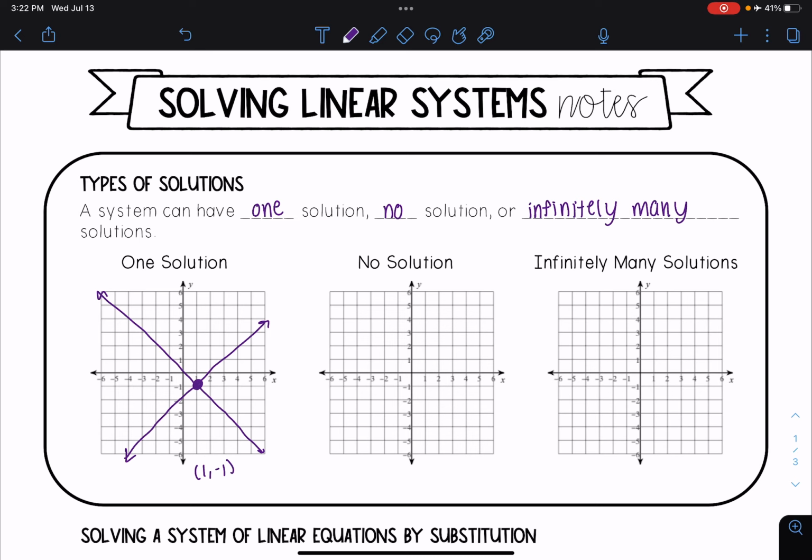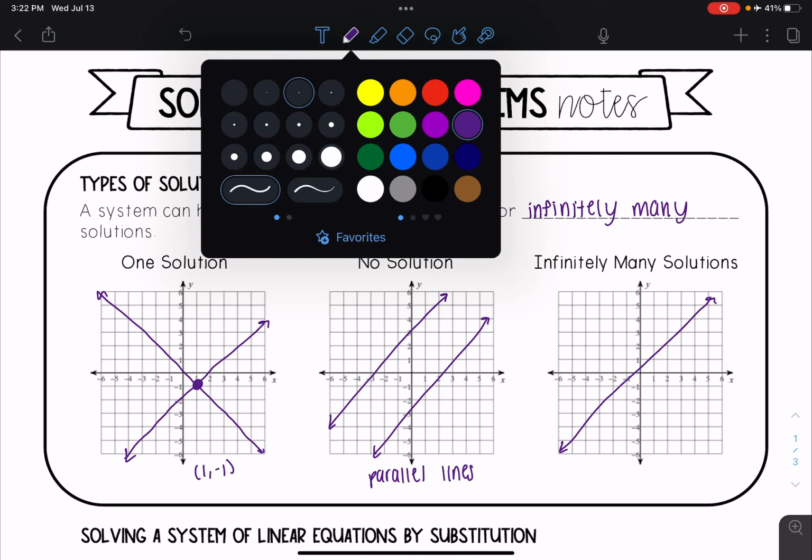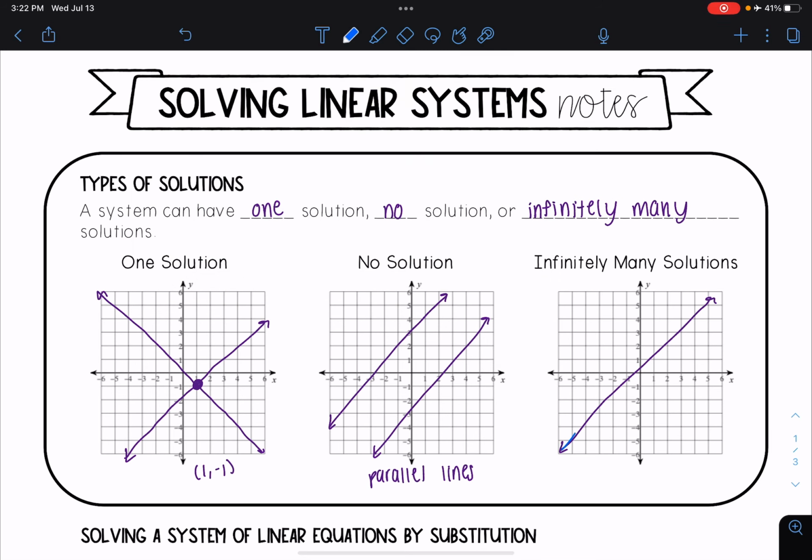No solution would be two parallel lines. As we see, since they're parallel, these lines will never intersect, and so that would be no solution. And then we also have infinitely many solutions. And infinitely many solutions would be when we have basically the same line graphed twice. And so that means any point on either line is going to be a solution.